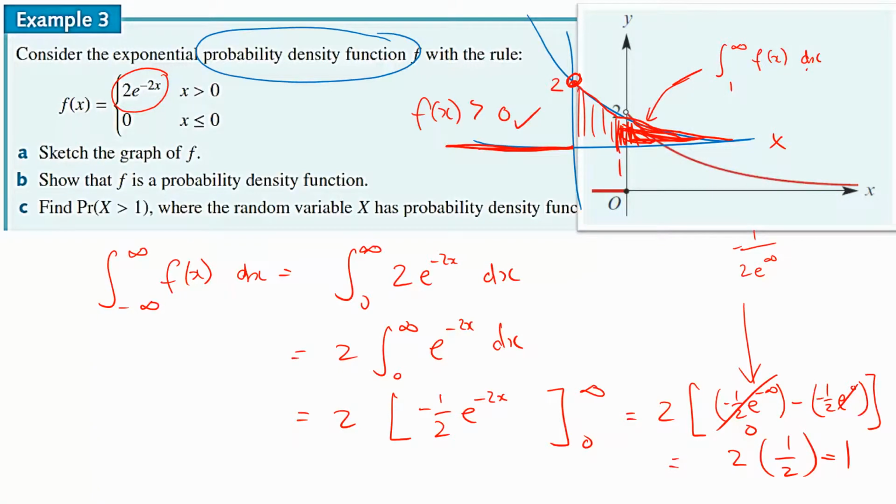The only thing that changes is here would be 1. So the area under the curve would be negative half of e, which becomes e, if we think about it. Instead of e to the power of 0, it'll be e to the power of 1. So this final answer would be e.